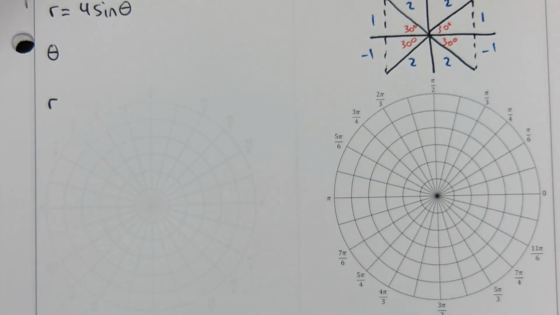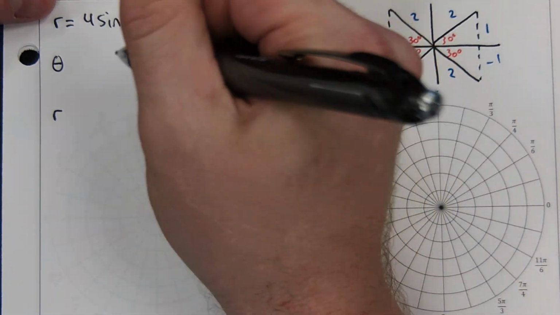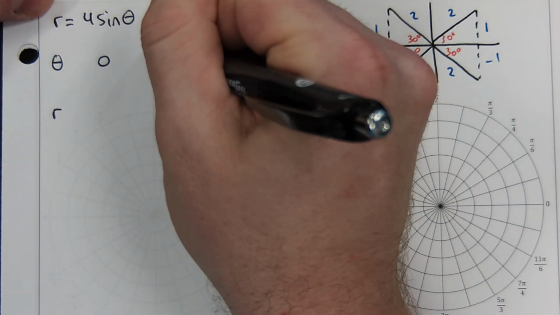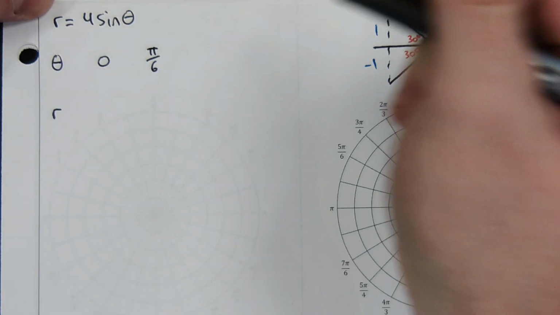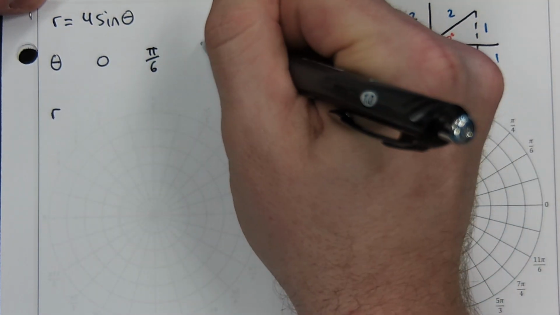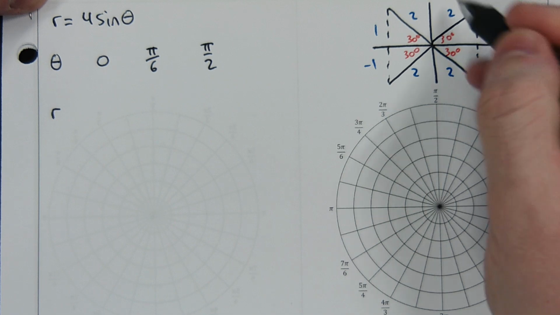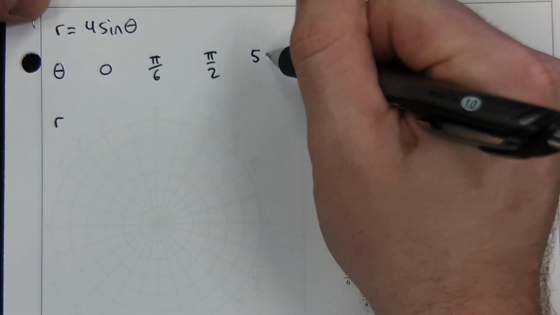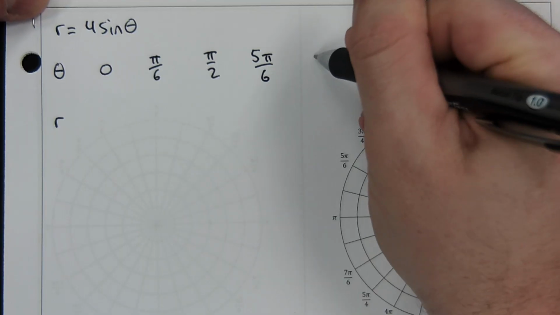And I don't know how far left and right to space it out, but I do know I'm not going to go that far. I'm going to go with theta is 0 radians, and then pi over 6 radians, because that's the first 30-degree triangle, pi over 2, then 5 pi over 6, and finally pi.